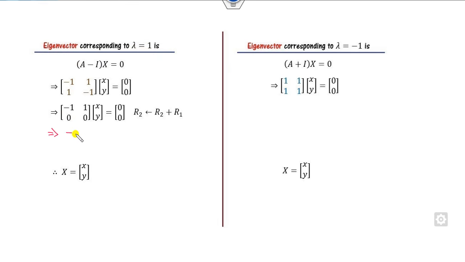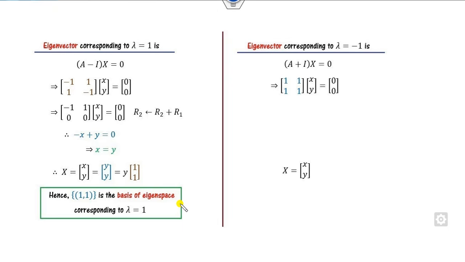Since it is a row reduced echelon form, you can write this as x plus y is equal to 0. And what is the value of x? x is nothing but my y. You can substitute the value of x as y here. This is y, this is y. So there is only one independent variable, y, as a common factor. So (1, 1) is my eigenvector corresponding to lambda equal to 1.